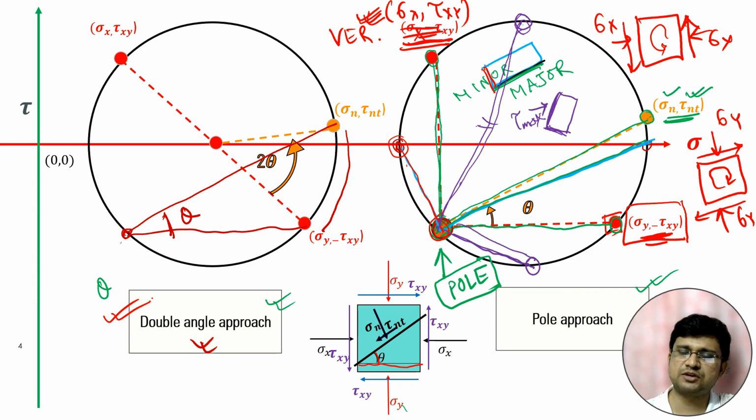The pole is connecting with the minimum tau, tau min, with this line. So if we draw the parallel line, then it will be the plane of tau min. If we just know the pole, then we can easily identify the plane of maximum shear and minimum shear. So this is the concept.